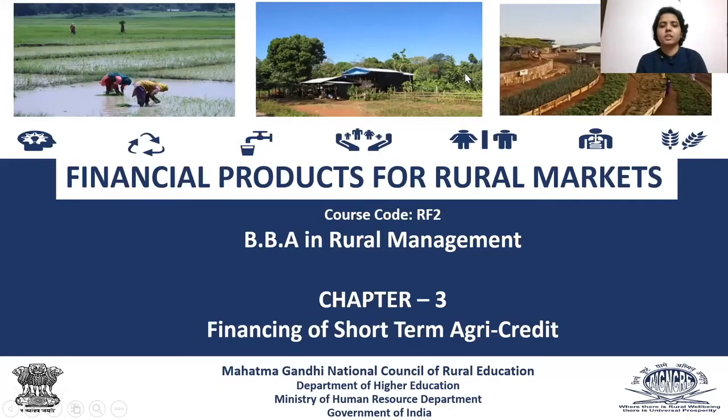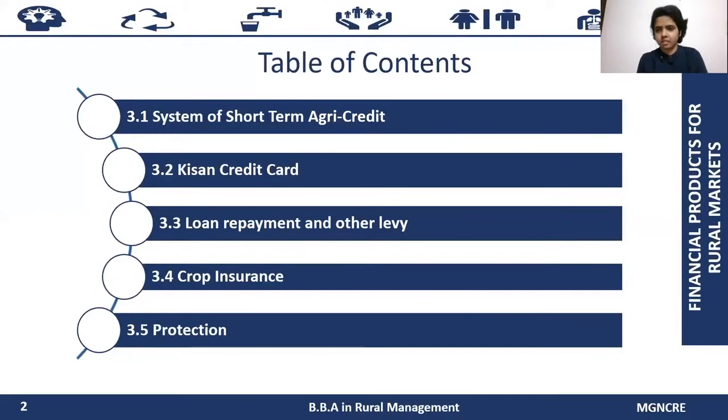So the name of the chapter is Financing of Short-Term Agri Credit. The topics which we'll be covering in this chapter are the system of short-term agri credit, then the Kisan Credit Card. We'll know about its features and why it was introduced, and loan repayment and other levy. How loan repayment is done and what details are to be followed. Then crop insurance and crop protection, and other livelihood assets protection.